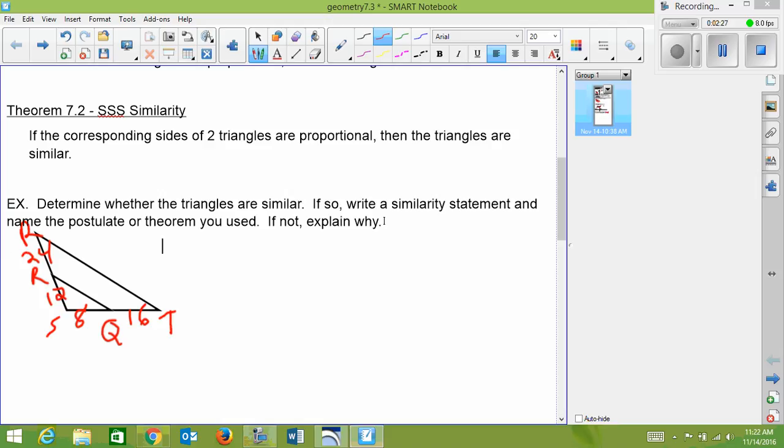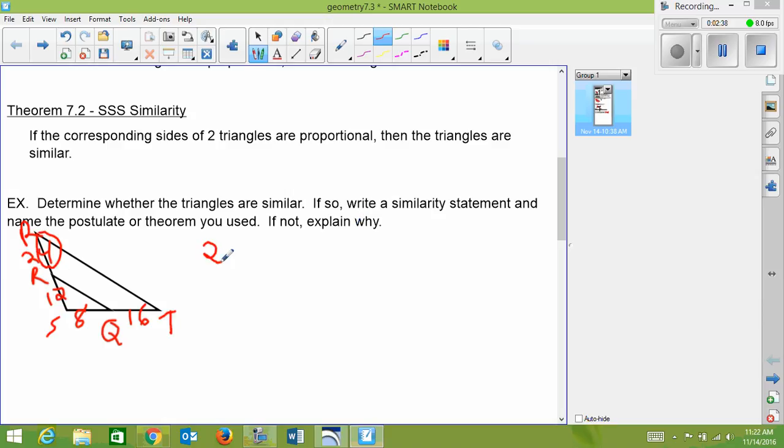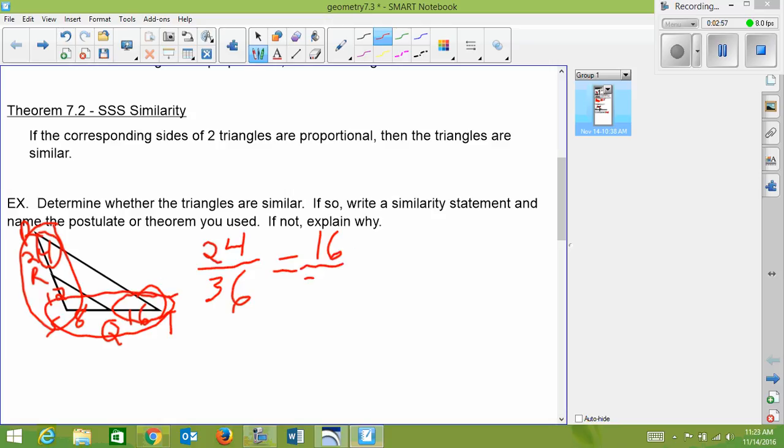So we need to do some figuring here. So we need to set up some proportions. So this piece of this one, and then the whole thing, so 24 is to 36, and that has to equal the other side, which is 16, since I started with the big triangle first, to the whole thing, which is 24. So if that is proportional, then it works, and if I reduce these, I get 2/3 equals 2/3.